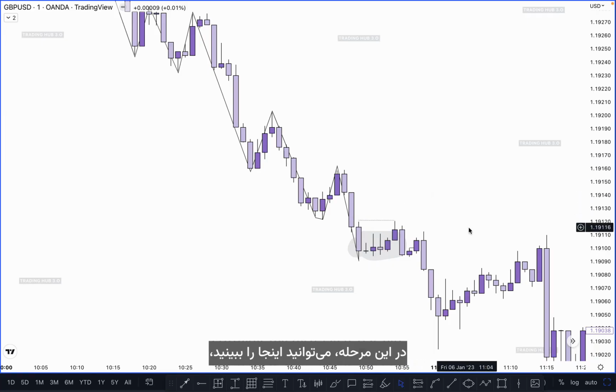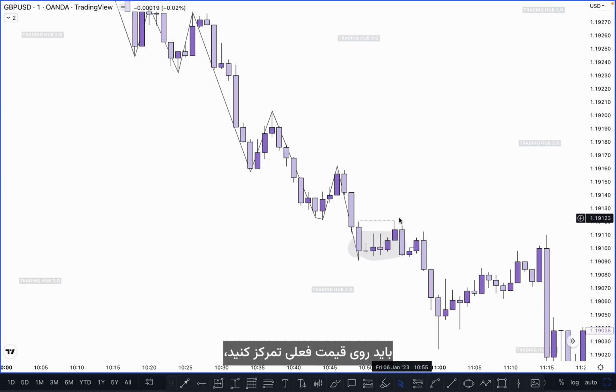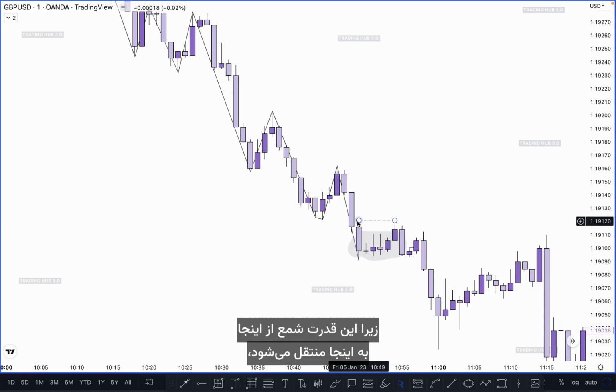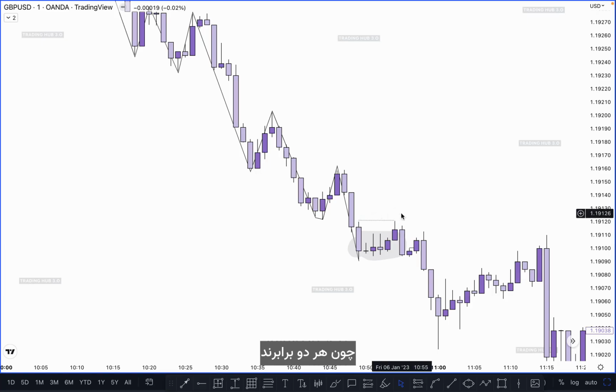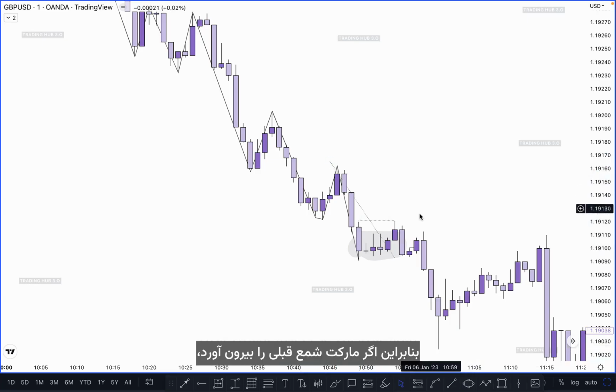At this point you can see these are equal highs, so you don't need to focus on the left side. You have to focus on the current price action, which is here, because this candle's power transfers from here to here, since both are equal highs. So now we have a range like this. If the market takes out the previous candle high, that acts like a valid pullback.